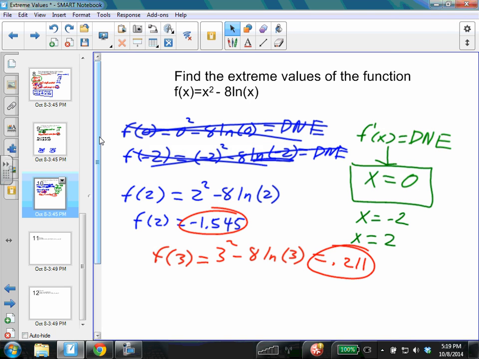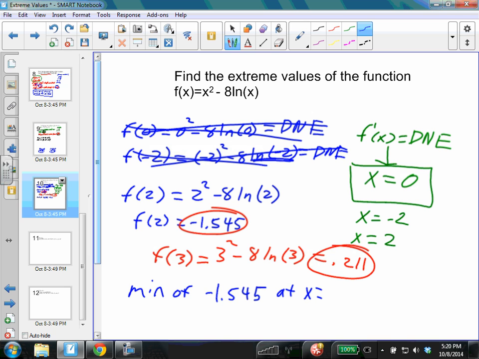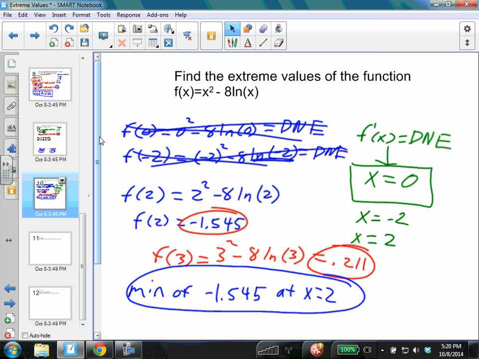So what that automatically tells me is this one's smaller. So since it's smaller, we must have a minimum at negative 1.545. Let me say this and get it said right so you can keep up with it. This is the minimum value, and it occurs at x equals 2, right? We must have a minimum value there.